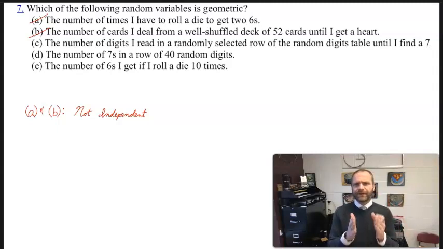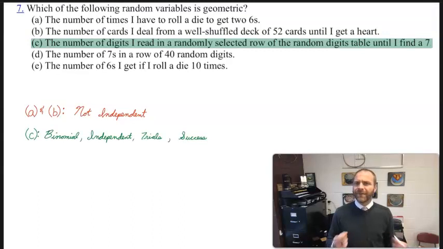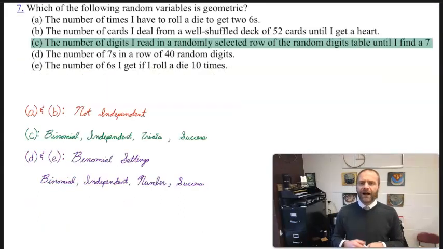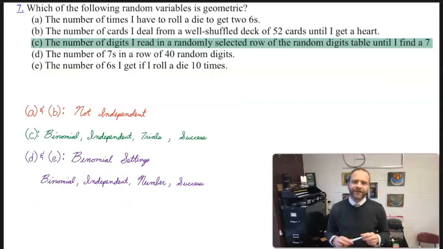You can only deal with 40 random digits or only deal with 10 rolls of the die. So I'm restricted. I'm not looking for the number of trials until a success. I'm looking for the number of successes in a set number of trials. Well, that means D and E, those are binomial. D and E are binomial, while C is geometric.